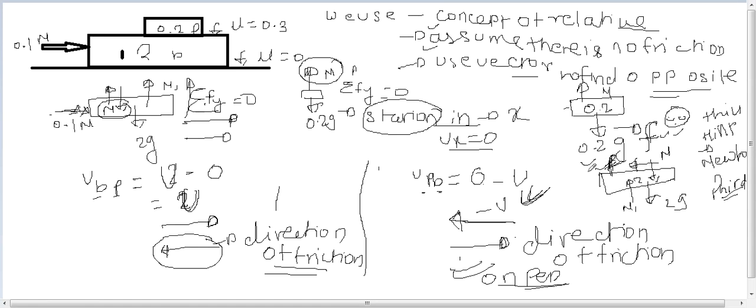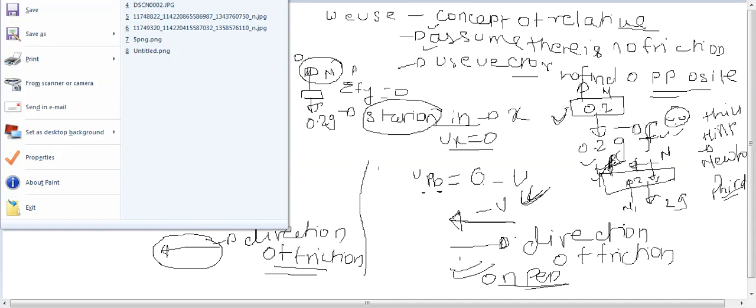So we had drawn this free body diagram. This is the free body diagram for this, and this is the free body diagram for this. We had drawn the complete free body diagram. Okay guys, now let's go to a new page.